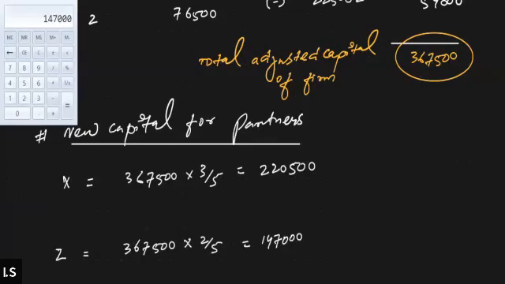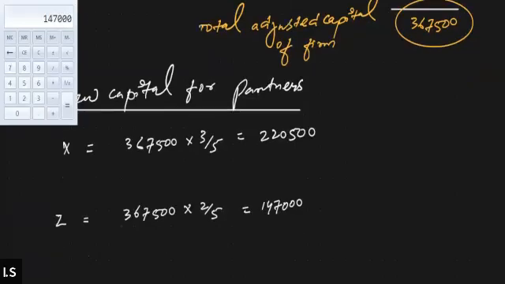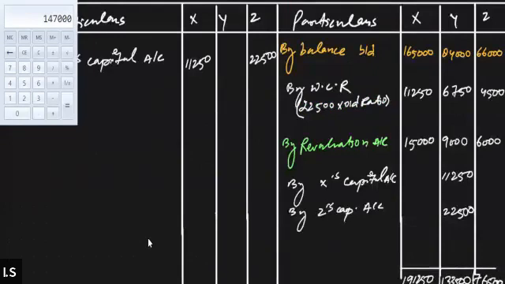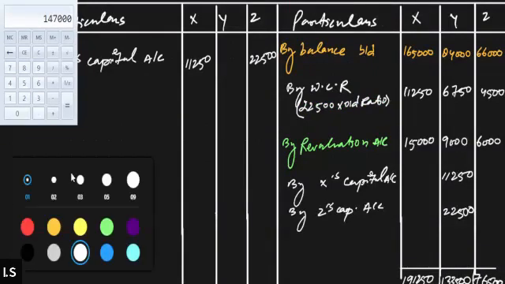Yes, sir. The total adjusted capital you have calculated in the new profit sharing ratio, right? Yeah, we just covered this in the previous class. All right, then. Let me scroll up. Let me write down these values into the partner's capital account. So this will be our closing balance.